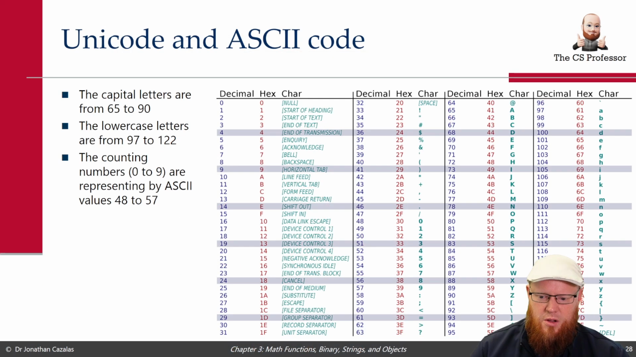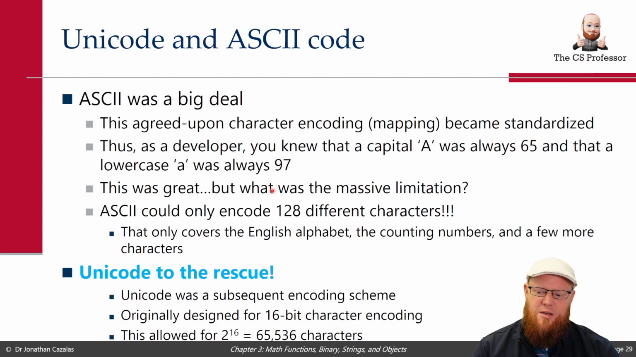All right, that's enough talk on that. This is the ASCII table. Let me come back over here. This is the ASCII table. So ASCII was a big deal. It was super helpful. But what was its limitation?